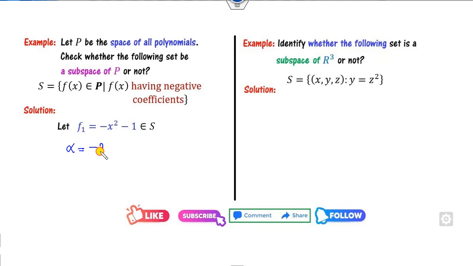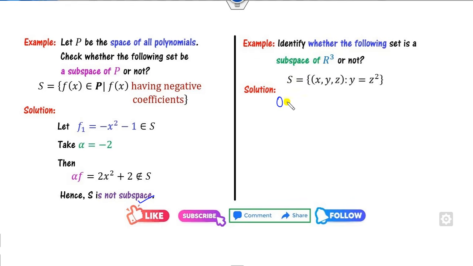If I choose alpha as minus 2, then what is alpha into F1? It is 2x square plus 2. Does it satisfy this property? The coefficient of x and the constant coefficient are not negative numbers, hence it is not a subspace.